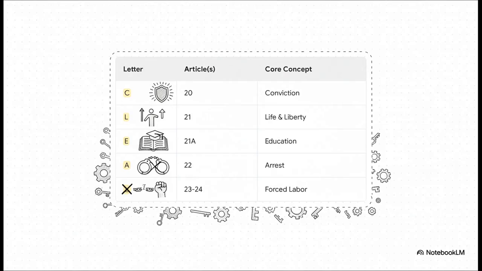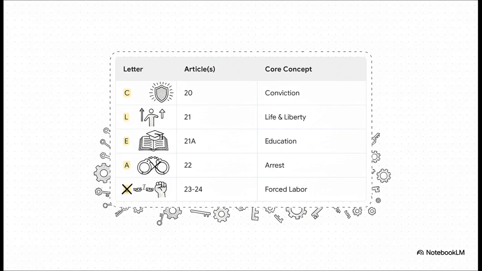And now we're at the very last part of our first statement, clearly. So C is for protection in respect of conviction, that's Article 20. L is for life and liberty, the famous Article 21. E is for education, Article 21A. A is for protection against arrest, Article 22. And the LY at the end, we'll just use that L for protection against forced labor, which covers Articles 23 and 24.